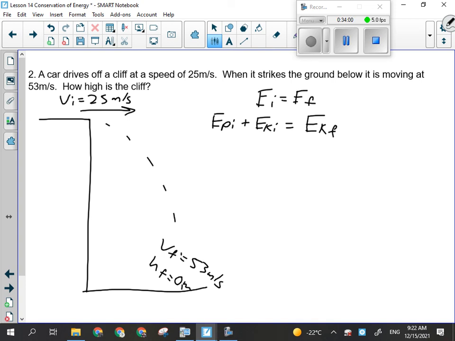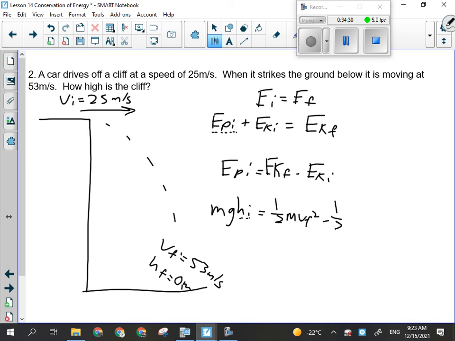Now I can put in my formulas, m times g. Actually, before I do that, I want to find h initial, which is part of this term, so I want to get this term by itself. What do I have to do with ek initial? So EP initial equals ek final minus ek initial. Now we can put in our formulas: m times g times h initial, which is what I'm looking for, equals 1/2 m vf squared minus 1/2 m vi squared.